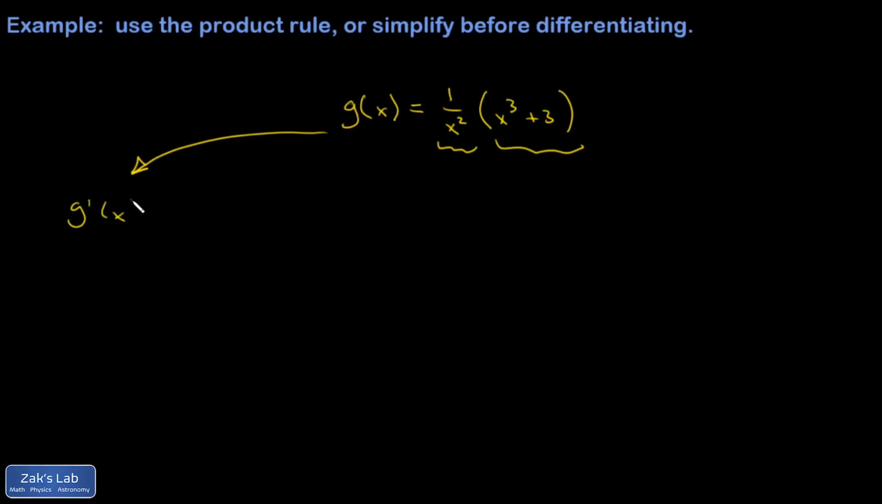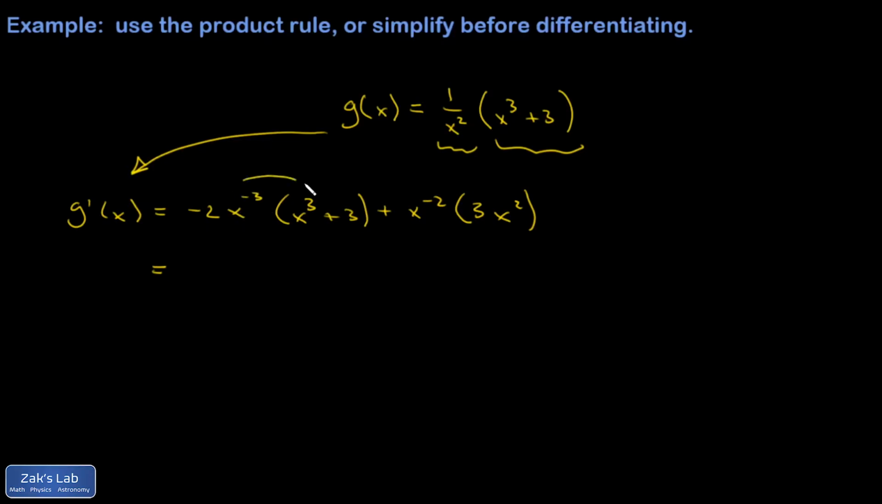So g prime of x, I'm going to take the first piece and differentiate it. The first piece is an x to the negative 2 if I want to look at it that way. So I could write it as negative 2x to the negative 3, just using the power rule. Leave the second piece alone, and then you have another term where I leave the first piece alone, multiplied by the derivative of the second piece. Then I just have to sort of distribute, combine like terms, and clean things up.